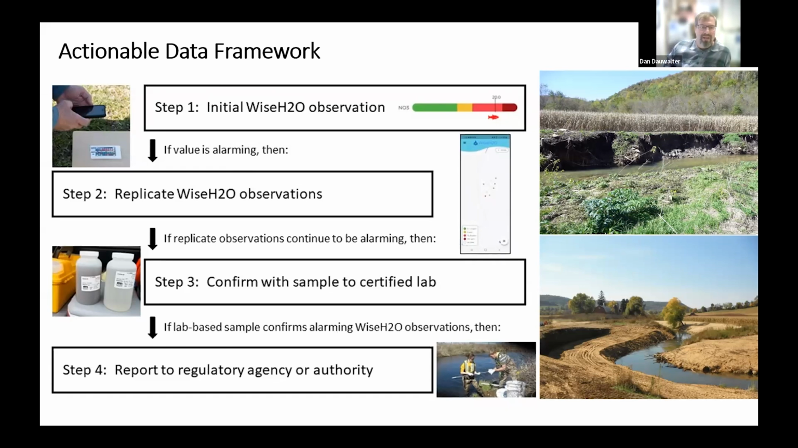continue to see high values, then maybe that should trigger some more in-depth confirmation through a certified water quality lab, as an example. So one red flag out of 20 observations maybe suggests that it could be an aberrant data point or something throwing the value off, but consistently high values is something that could drive action.